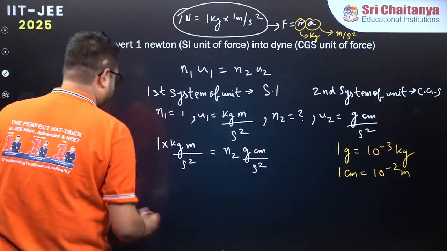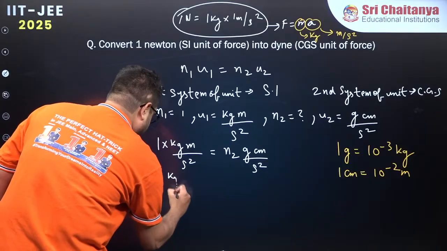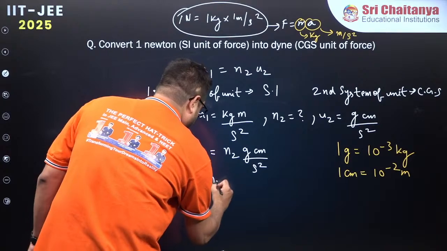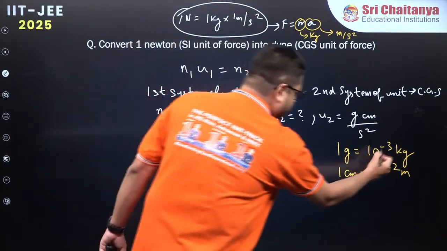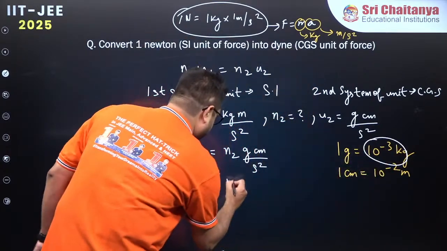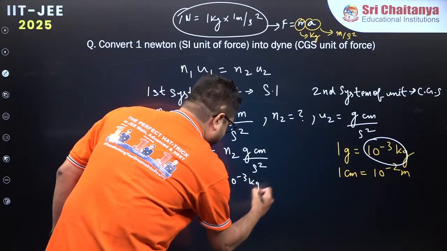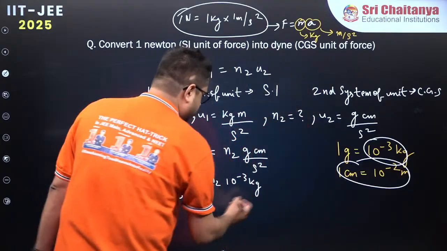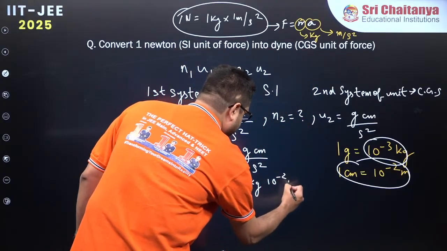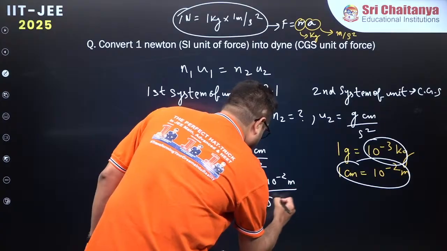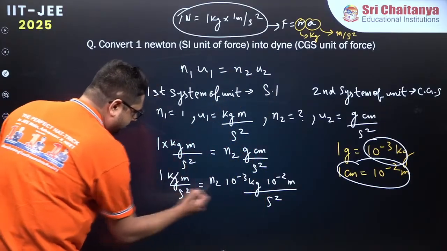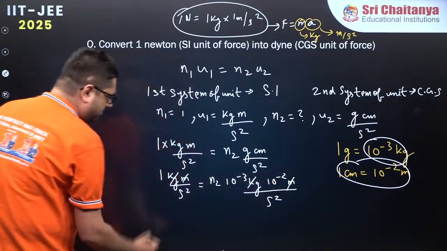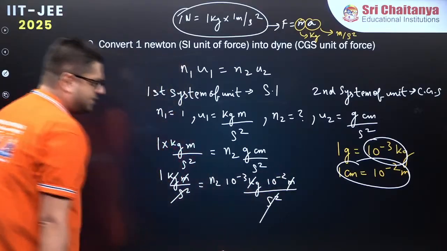So now just put the values over there. Then my expression will become what? 1 kg meter per second square is going to be equivalent to N2. Instead of gram, I will substitute this value, which is 10 to the power minus 3 kg, isn't it? Now instead of centimeters, I have to substitute this value, which is 10 to the power minus 2 meters by second square. So now you can see kg gets cancelled out, isn't it? Meters gets cancelled out, second square gets cancelled out, isn't it?